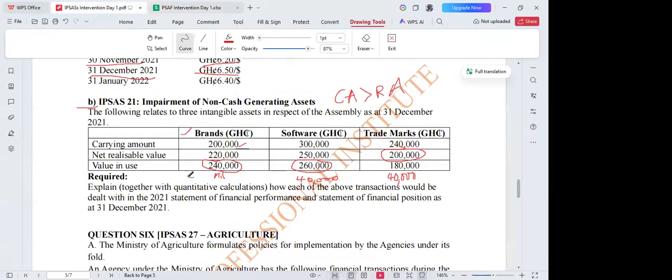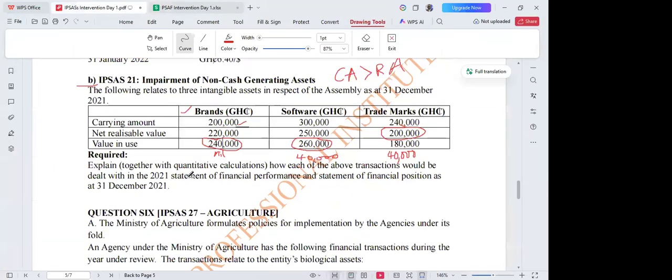So, you bring the carrying amount of the assets for each. After impairment, your carrying amount is your recoverable amount. For brands, we're not having impairment, so the carrying amount was 200. Software, the recoverable amount was 260. Trademarks, the recoverable amount was 200. That's why we picked these figures. Oh, okay.